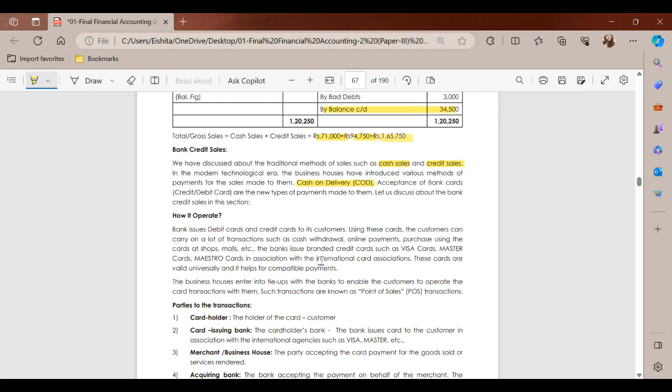Okay. Acceptance of bank cards is one of the new types of payments made to them. Let us discuss the bank credit cards in this section.